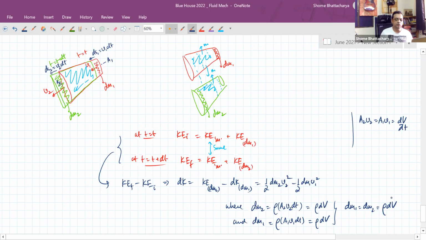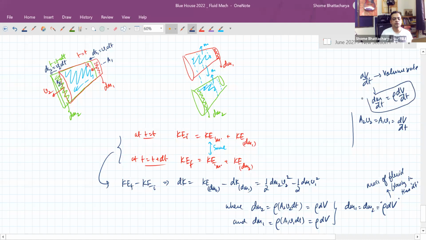So collectively this thing, rho into dV, is the mass of fluid flowing through any cross section of the pipe anywhere in time dt: A into v into dt multiplied by rho. So we can convert a volume rate of flow into a mass rate of flow by just multiplying by density, because dm is equal to rho dV. So this is the rate of flow of mass.